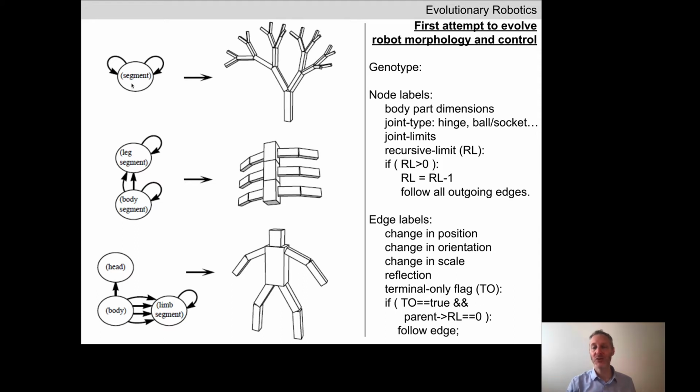What would happen if a mutation hit this genotype and changed the recursive limit inside this node from 5 to 6? What would be the impact on the phenotype? What would this tree look like if the recursive limit was mutated from 5 to 6? If you have an idea, go ahead and type it into chat, or feel free to unmute yourself. Any ideas?